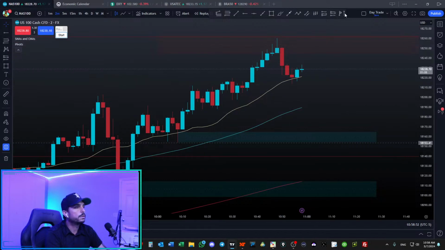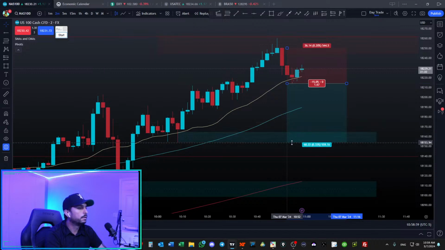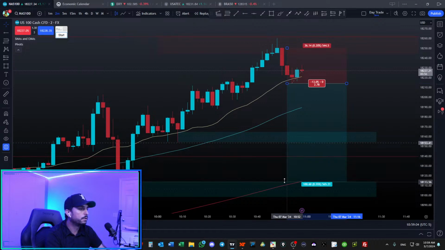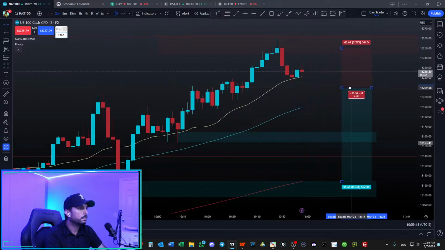What's the risk to reward here? Stop there. Here, 1.67, that's reasonable. This one, almost 3, that's good. And then the stop will be lower anyway. That's the regional. So maybe we'll play this.